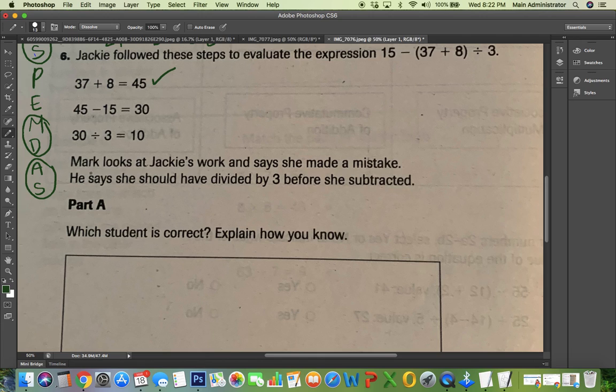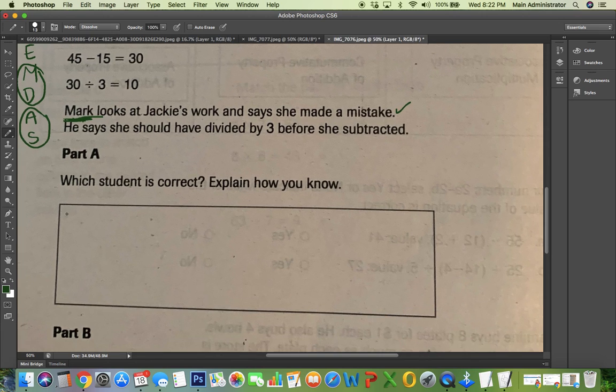So let's take a look down here. Mark looks at Jackie's work and says she made a mistake. Yep, I think she did. He says she should have divided by 3 before she subtracted. Which student is correct? Explain how you know. I think Mark is definitely correct because you must divide before you subtract. That's what it says here, right?